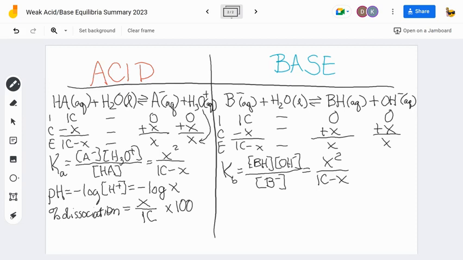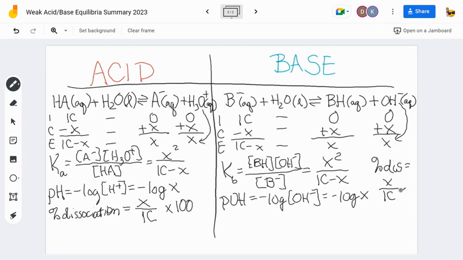This time we're dealing with X as representing the hydroxide concentration. So if I take the negative log of X, that's going to give me the pOH. And the percent dissociation again is going to be X over the initial concentration times 100.